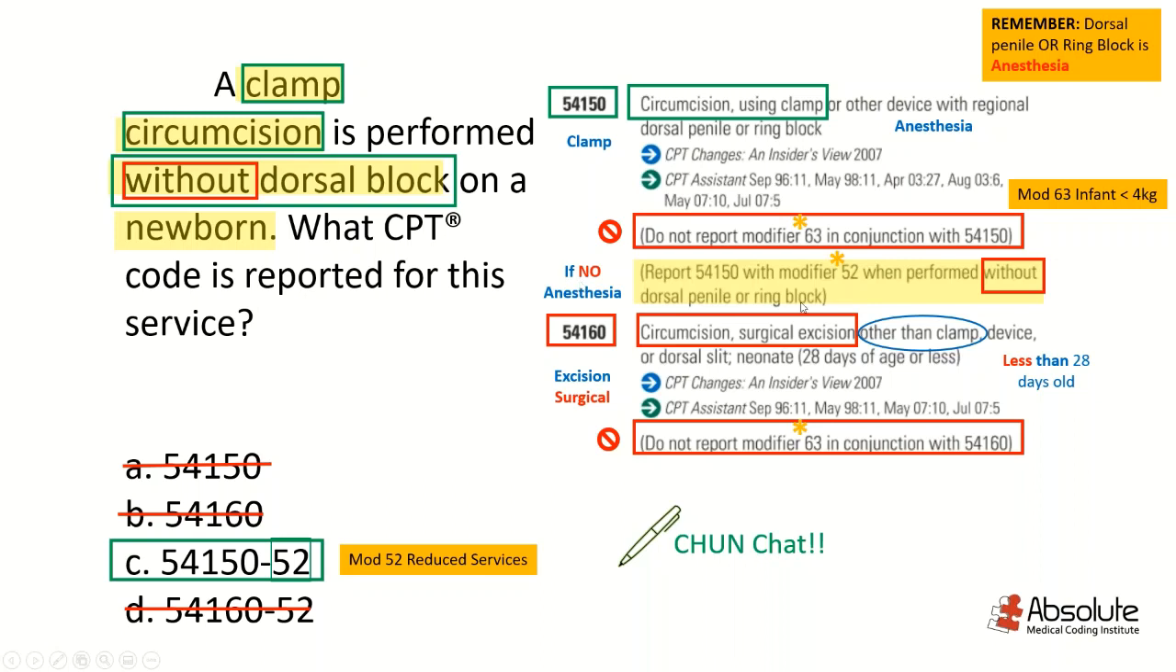Clamp, if no anesthesia, 52. And then bring that to your attention without. All right, and then this one here is going to be used if the baby is less than 28 days. So just these brief little things, like I said, be succinct with your chunking, and you should be good.